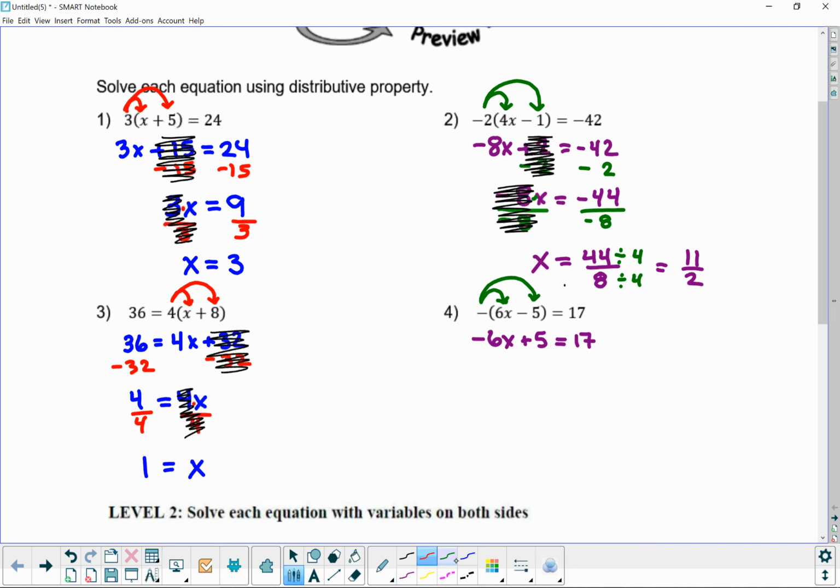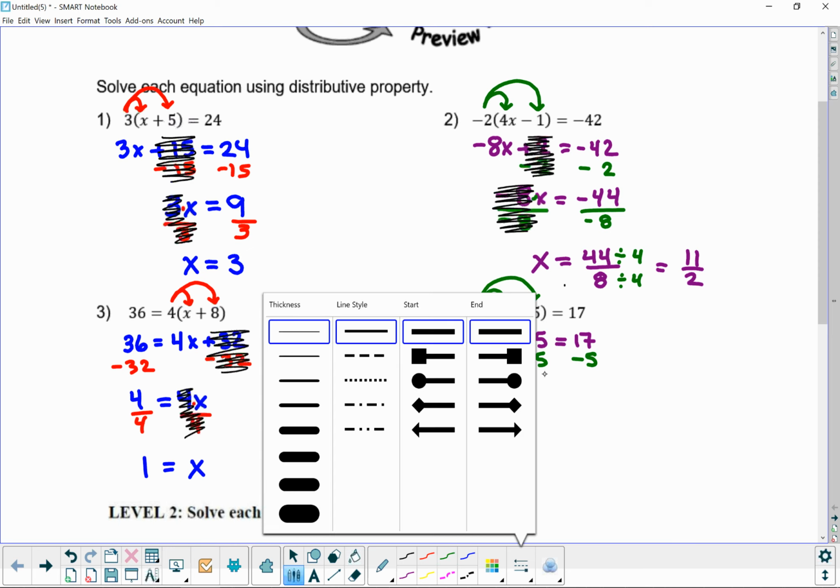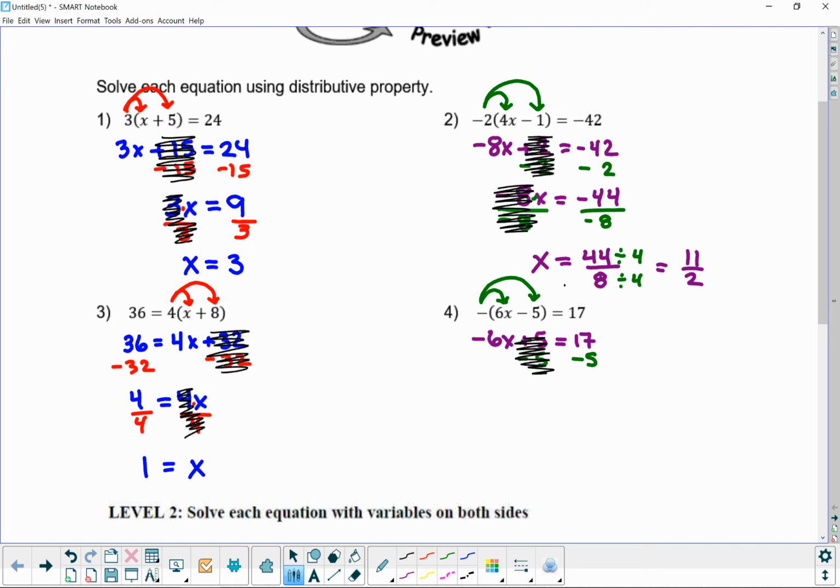And we're going to do inverse operation of minus 5, minus 5. That's going to allow you to cancel the 5's out and be left with negative 6x equals 17 minus 5. It's going to give you 12. I'm going to go ahead and do inverse operation of times negative 6. Okay, don't think of this as a minus 6.